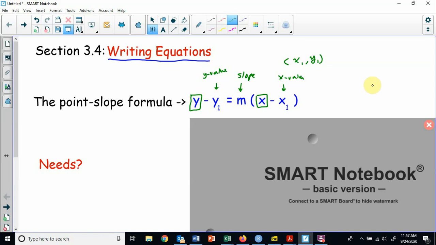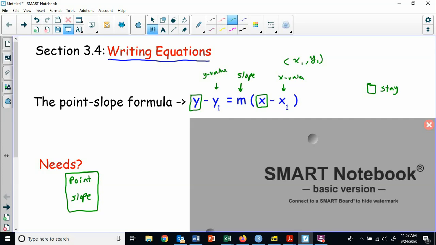So maybe I'll write that out to the side. They stay a letter, stay as an x or a y. So these with arrows are the numbers that we're going to plug in. These are going to be numbers. So you just need 3 numbers, or really 2 pieces of information, a point and a slope. So that's why I have this needs question here. All we need to write equations is a point and a slope. That's all we're going to use, and that's all we're going to need to write equations.